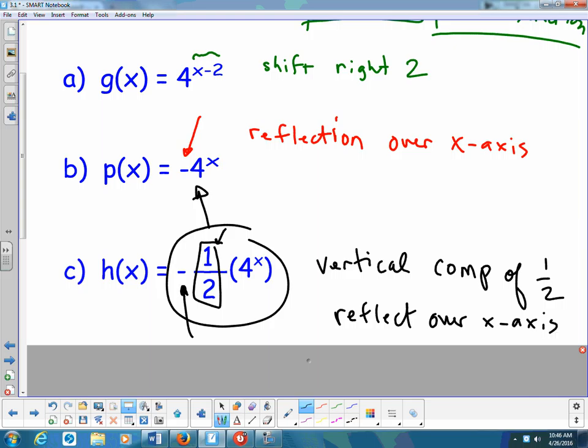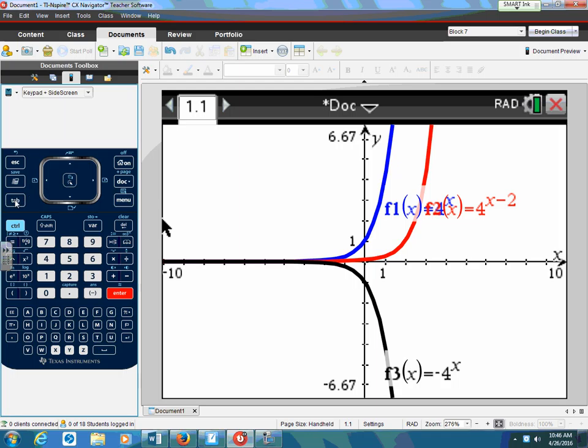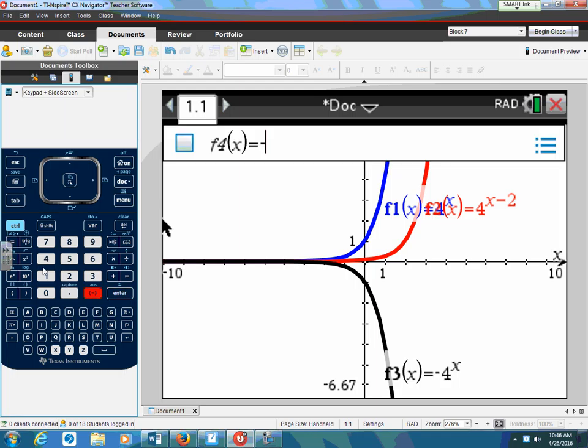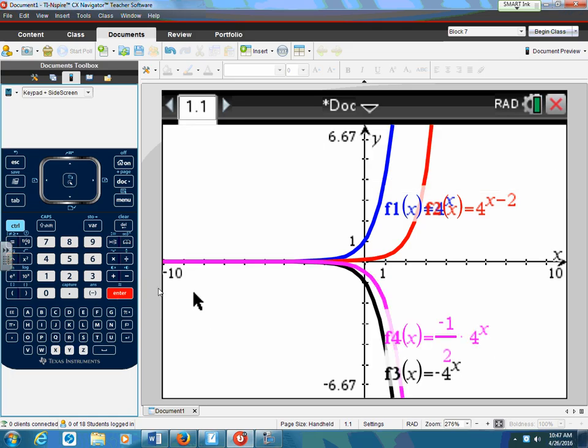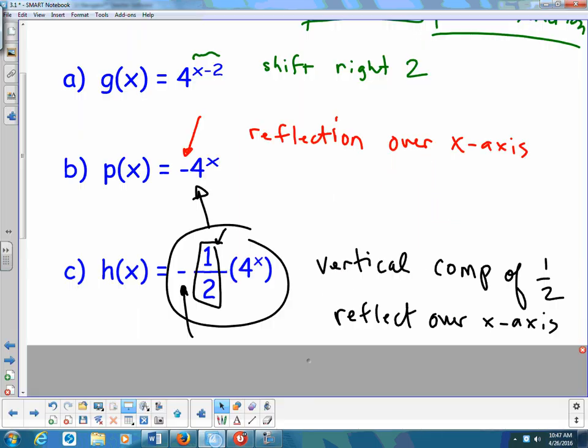So let's see if that is true with our graph. The opposite of 1/2 times 4 to the x. So I'm going to put on here negative, fraction template, 1/2, and I want times 4 raised to the x. Okay, so it's been reflected over the x-axis and it's been vertically compressed, meaning it's getting closer in towards the x-axis. It's vertically compressed towards the x-axis.